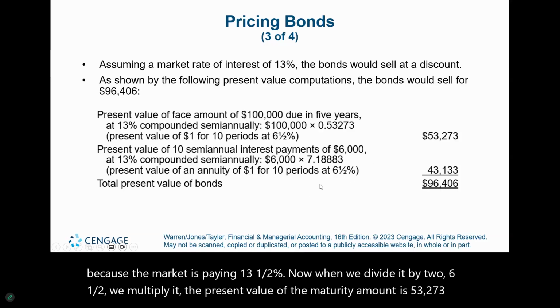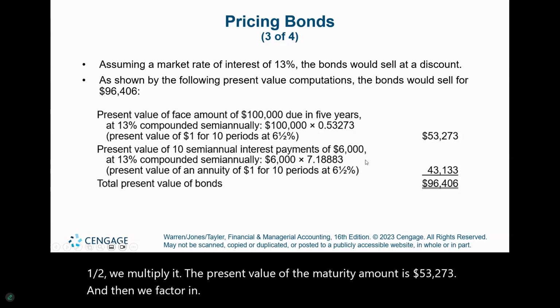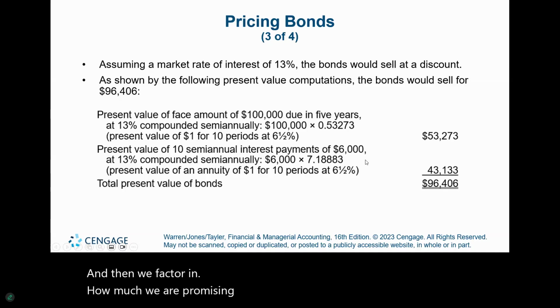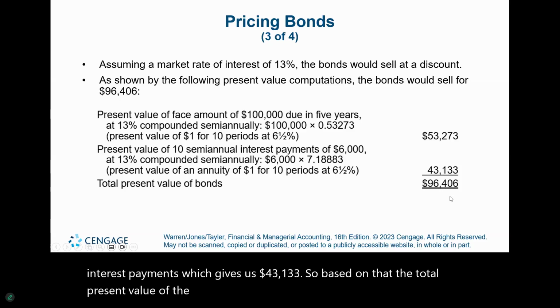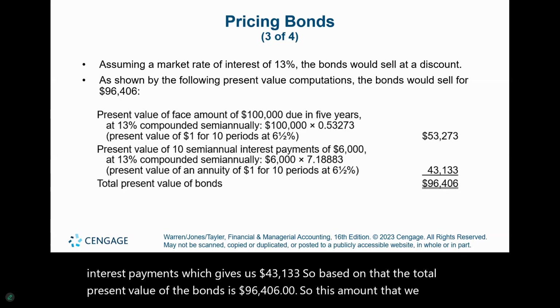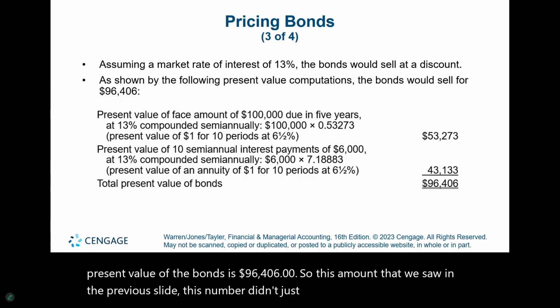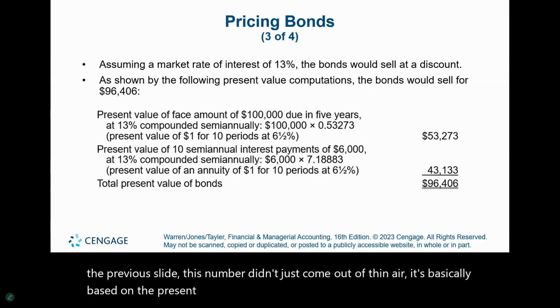$53,273. And then we factor in how much we are promising to pay the bondholders in semi-annual interest payments, which gives us $43,133. So based on that, the total present value of the bonds is $96,406. So this amount that we saw in the previous slide, this number didn't just come out of thin air. It's basically based on the present value of a dollar.